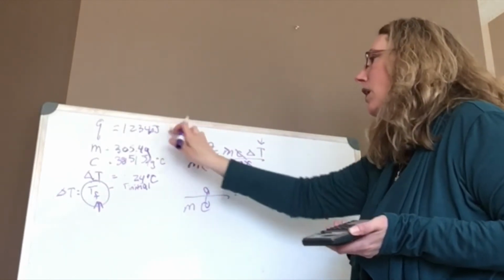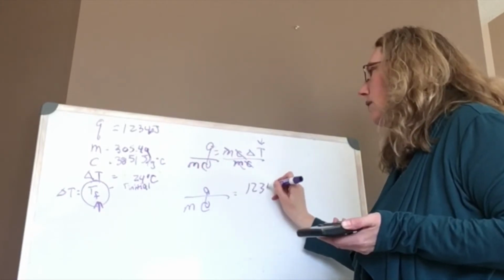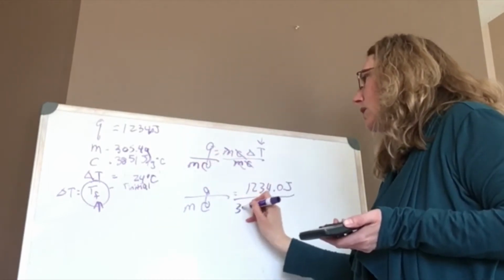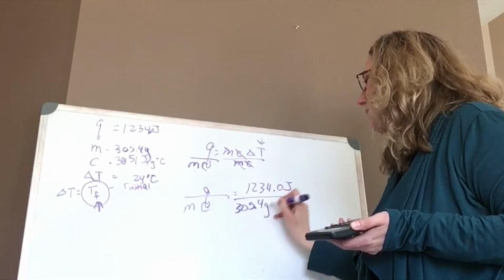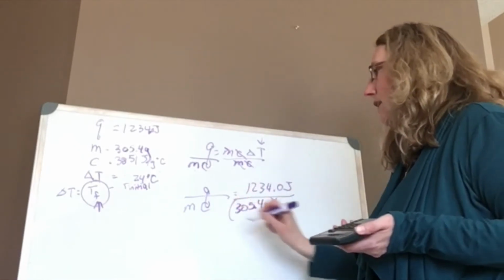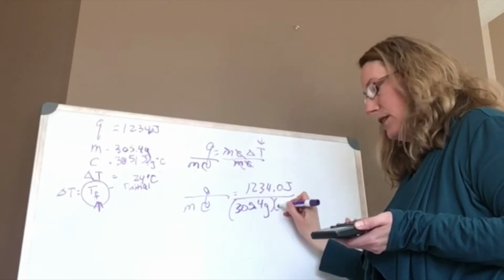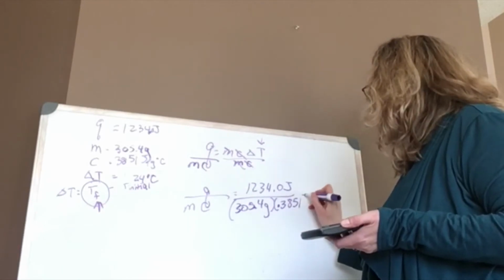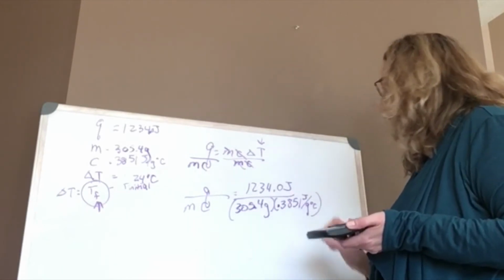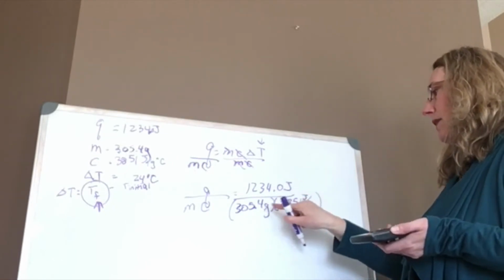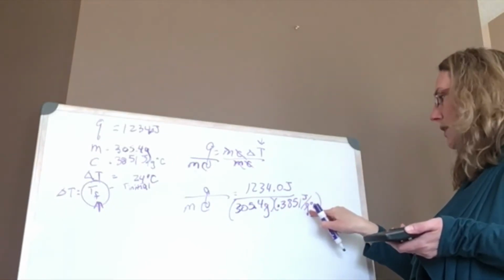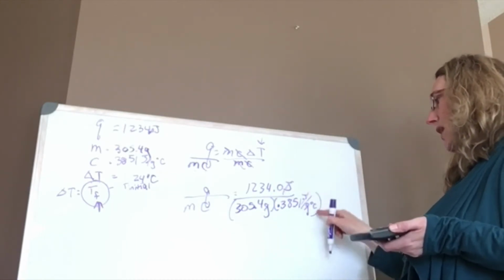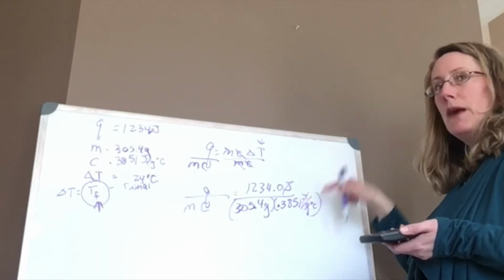Okay, so that equals 1,234.0 joules over my mass, 305.4 grams, times my specific heat, let's get that right this time, 0.3851 joules per gram degrees C. So this gram cancels that gram because they're multiplied, and that's on the bottom of the fraction. This joule is on the bottom of the fraction from this joule, so that cancels. So I have a degree C that is on the bottom of a bottom fraction.